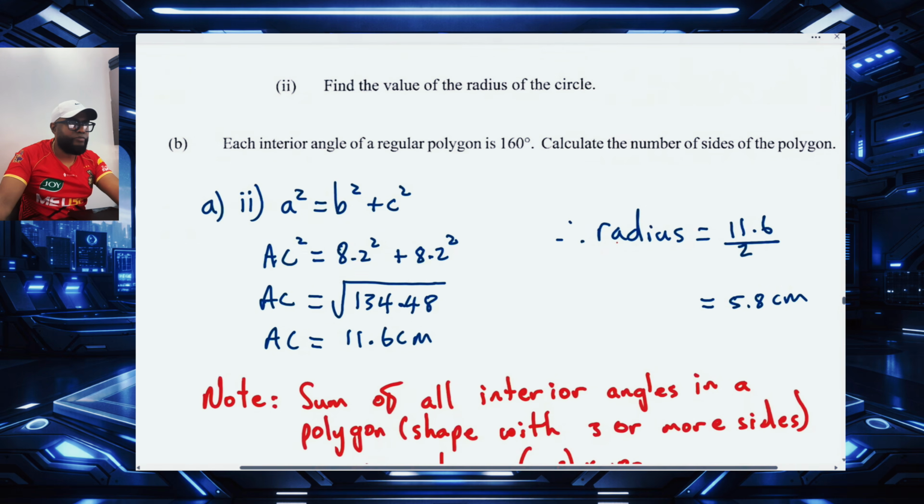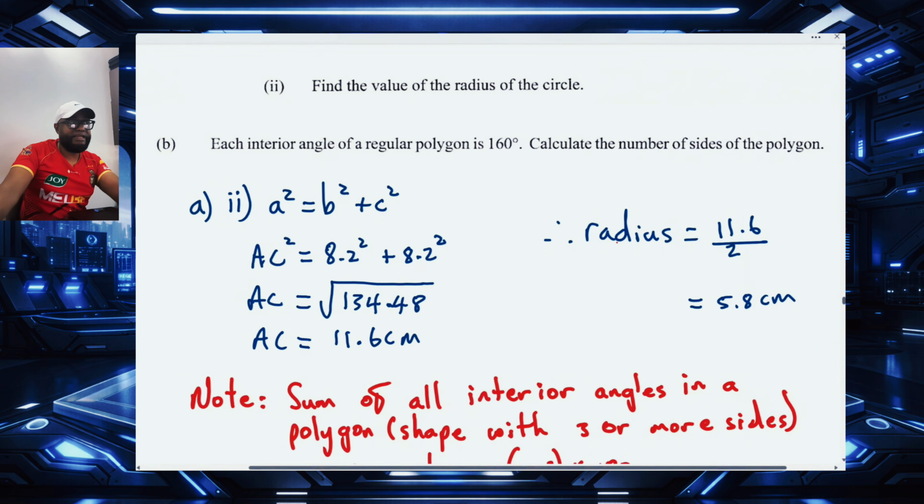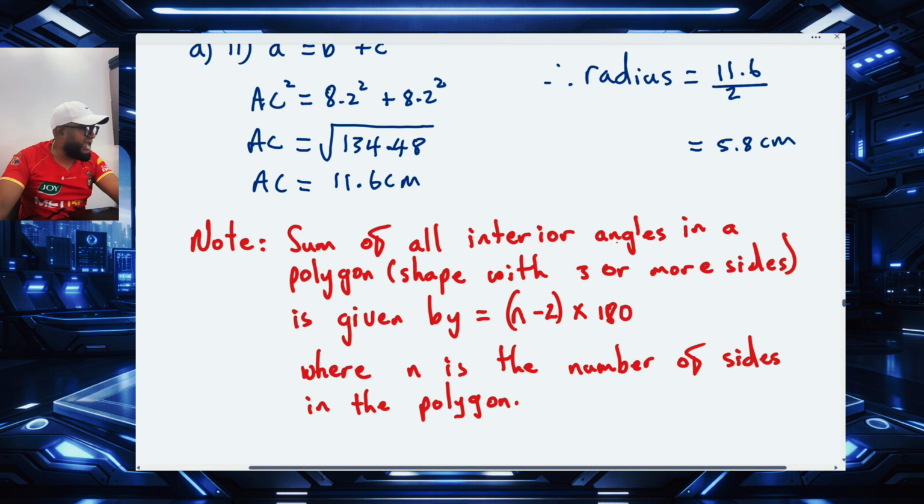So in order to do part B, which is telling you that each interior angle of a regular polygon is 160 degrees. Calculate the number of sides of the polygon, right? So it's like I want to find n. Somebody mic on, right? So the formula I'm going to initiate would be this formula, right?